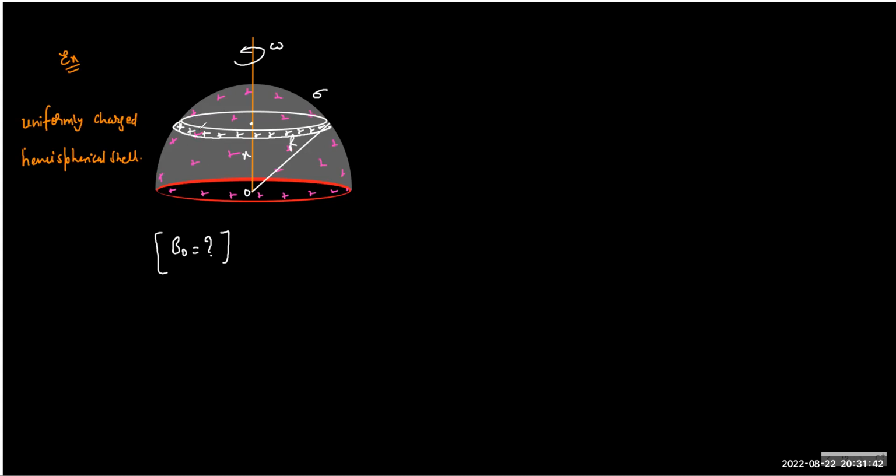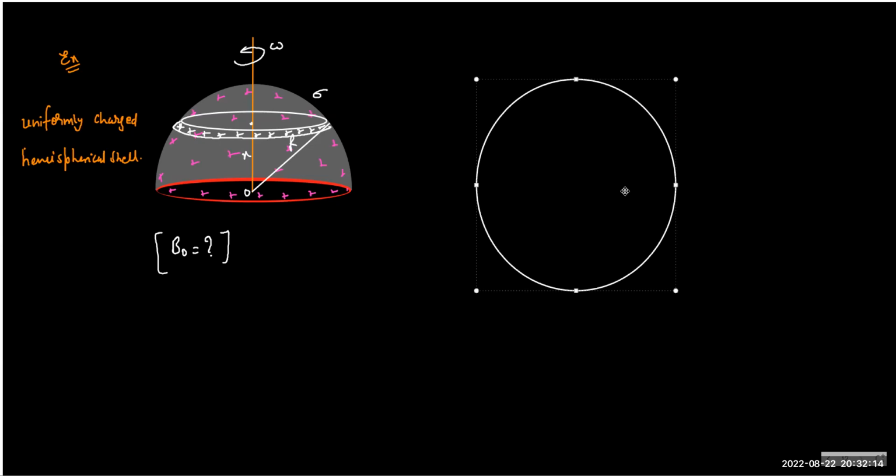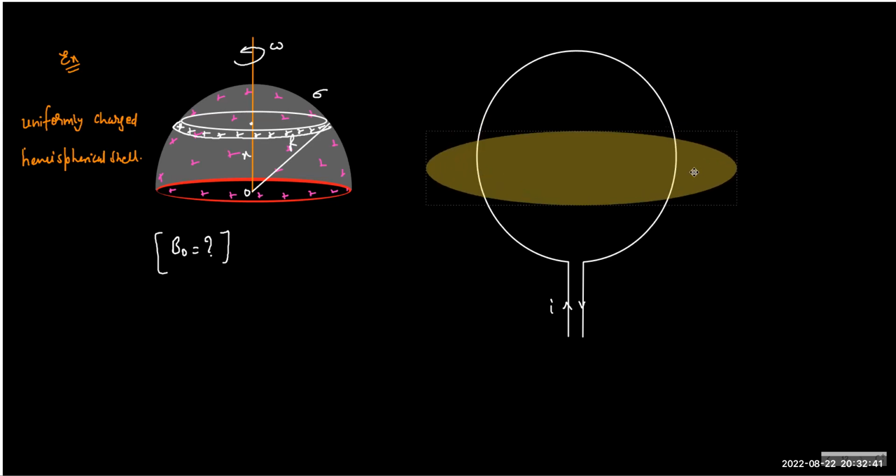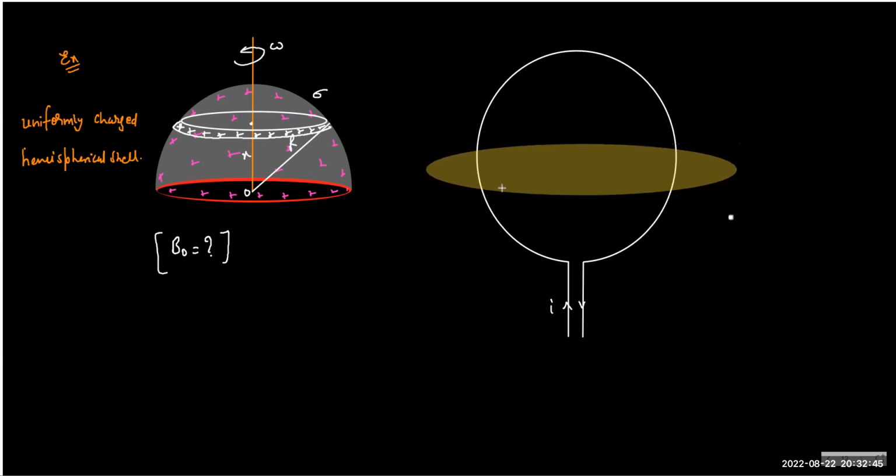Okay. So now this is the loop. So it will create the field lines like this, of course. But the axis will be like this only. And it is everywhere, so it will pass through the hemispherical shell. For any circular loop, let me show you. You take a current carrying loop like this. And you can draw a plane which is perpendicular to the loop, okay?